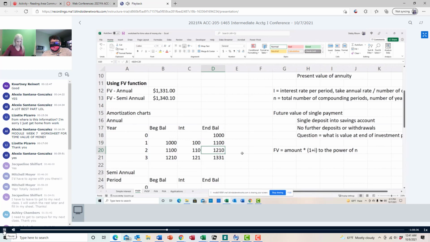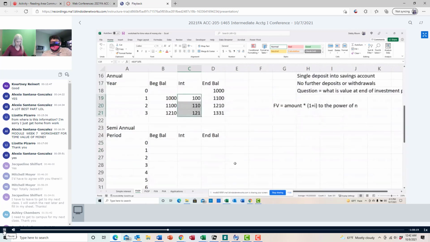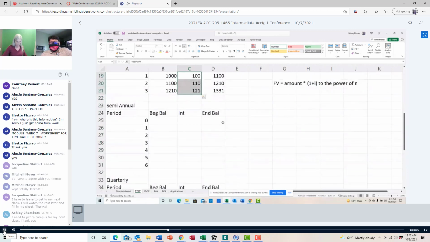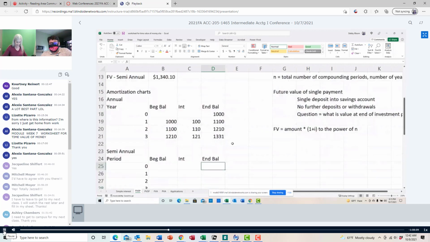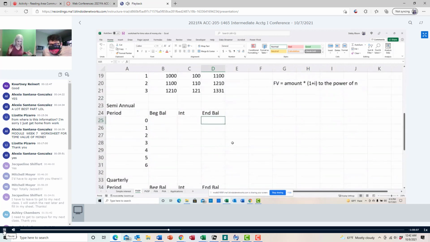So now as an accountant, we know how much interest we've earned each year. Using the formula, we only know the answer, but using the amortization chart, we know how much interest we've earned each year. Now, let's do the same thing with semi-annual. I'm not going to do quarterly because quarterly would be the same as semi-annual. So let's scroll down a bit. I want to pick up the pace a little bit, because if you think this is amazing, wait until we get into annuities.